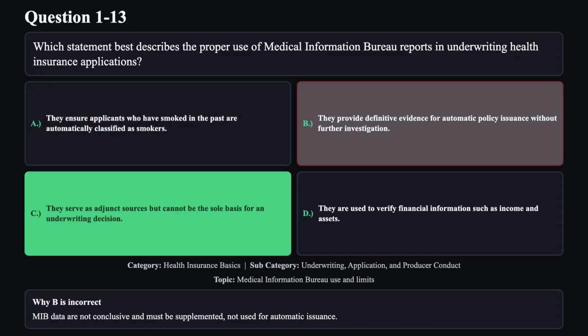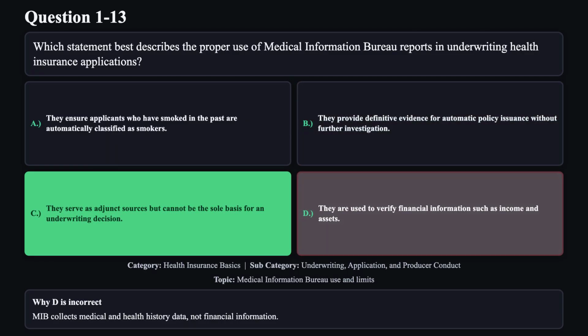Reason B is not correct. MIB data are not conclusive and must be supplemented, not used for automatic issuance. Reason D is not correct. MIB collects medical and health history data, not financial information.